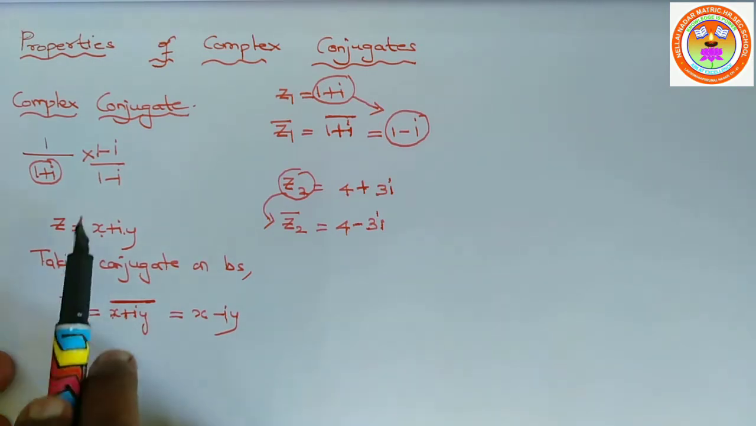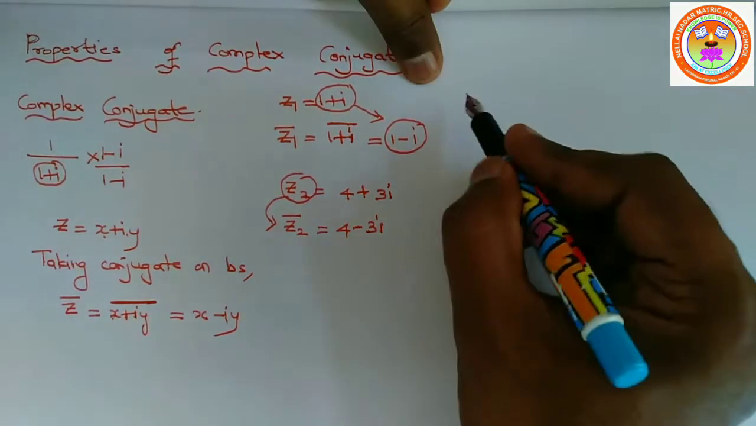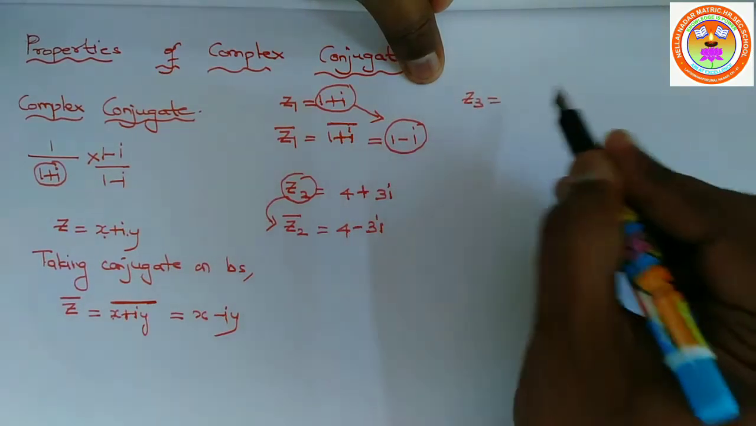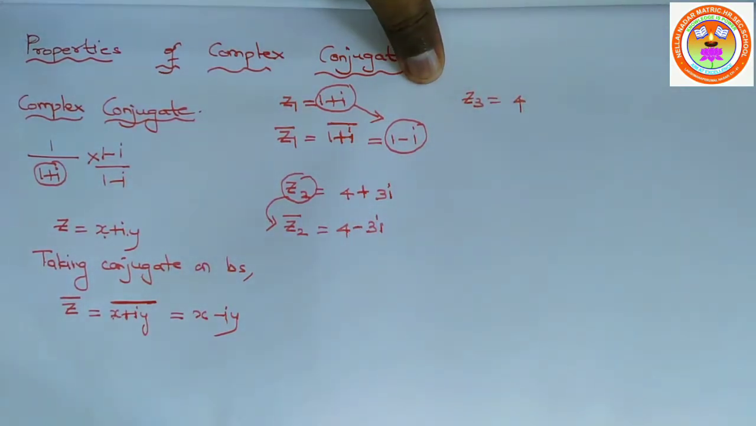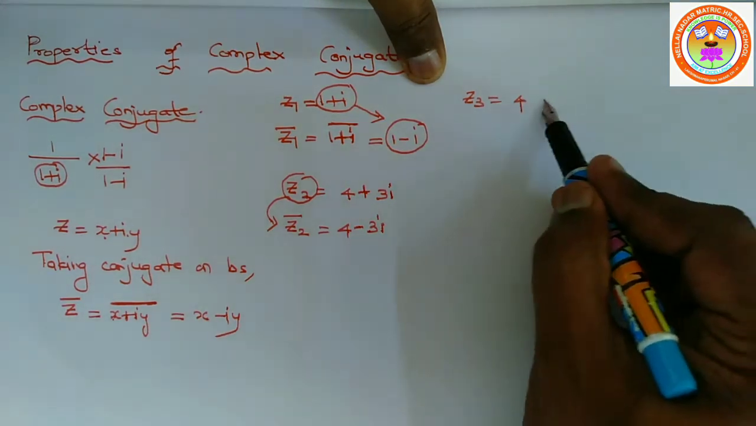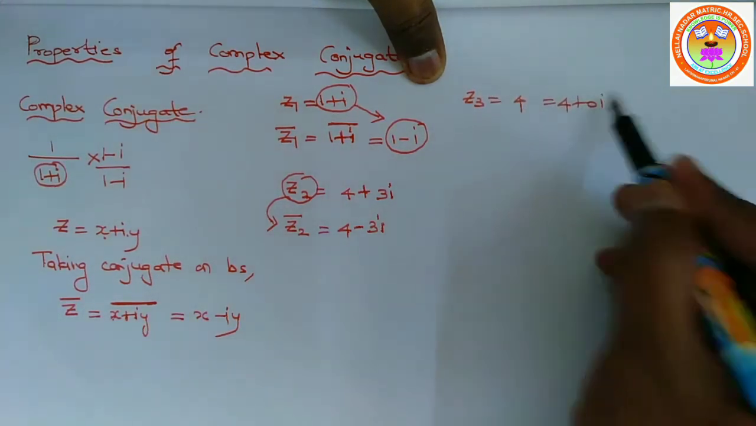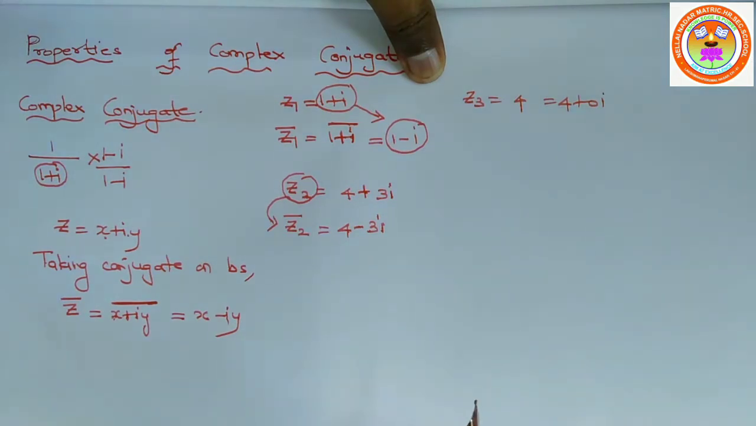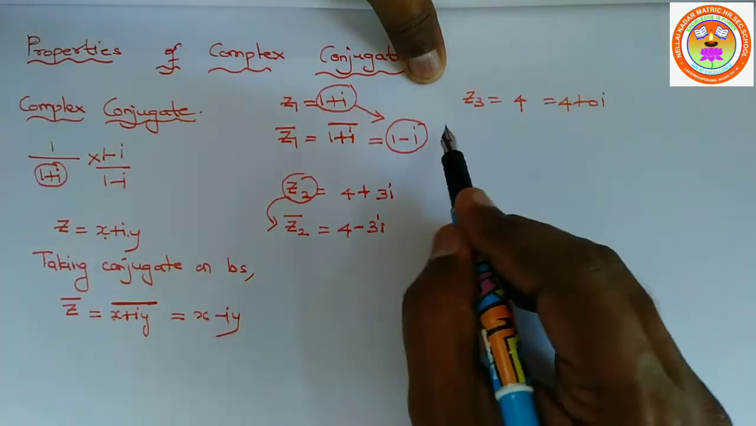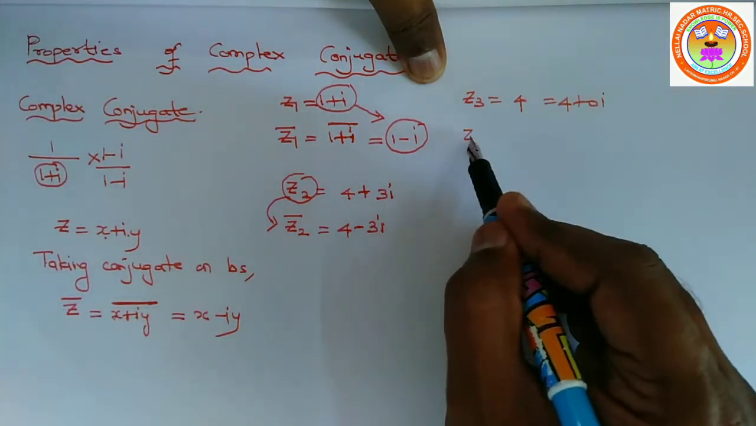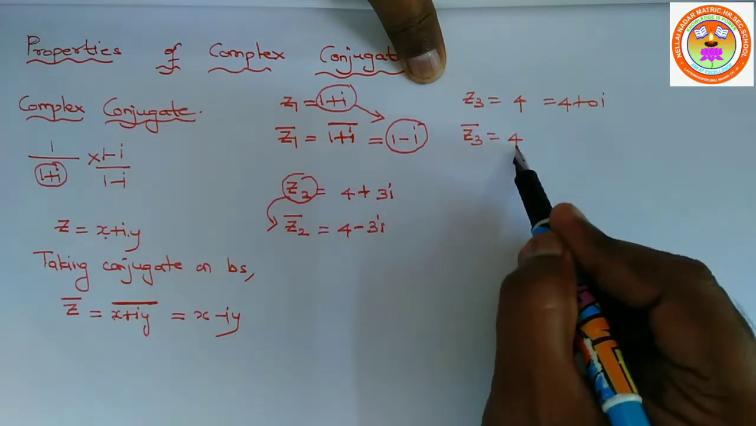So you have learned what is a conjugate. I am going to give a few more examples. For example, Z3 is equal to 4. Whether 4 is a complex number? Yes, 4 is also a complex number, because this 4 I can write as 4 plus 0i. 4 is a real number also, 4 is a complex number also. We saw this in a few examples in the previous introduction. Therefore, the conjugate Z3 bar is equal to 4.